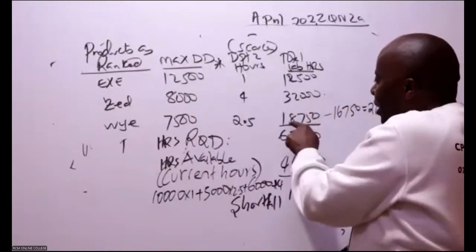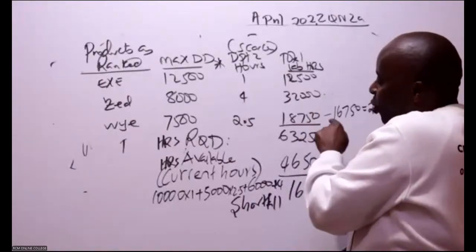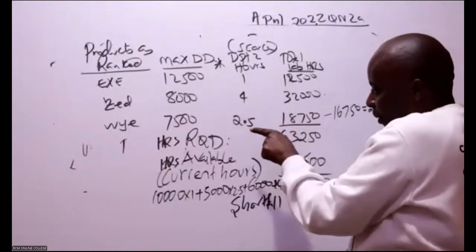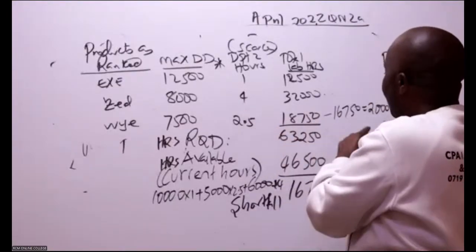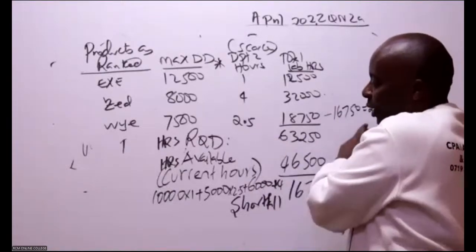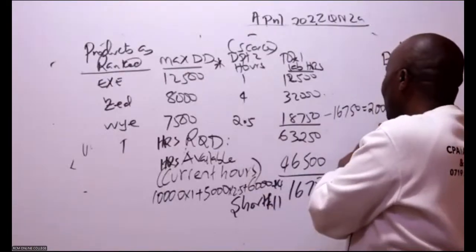Because now I can see this time is no longer 18. This time is 2,000. So how do I get to know how many I produce now? It's very easy. I take the 2,000 and divide by the rate. Can somebody give me this? 2,000 divided by the rate gives me what here?